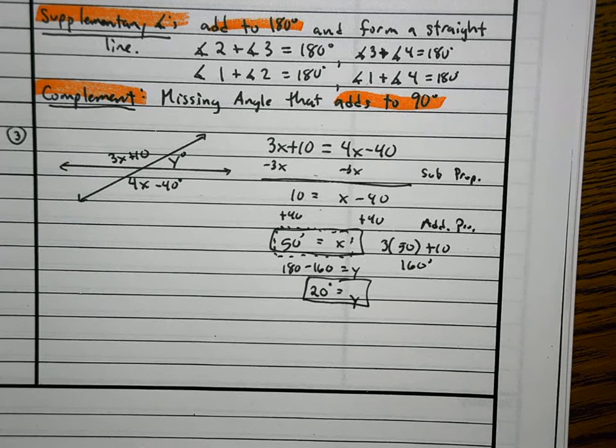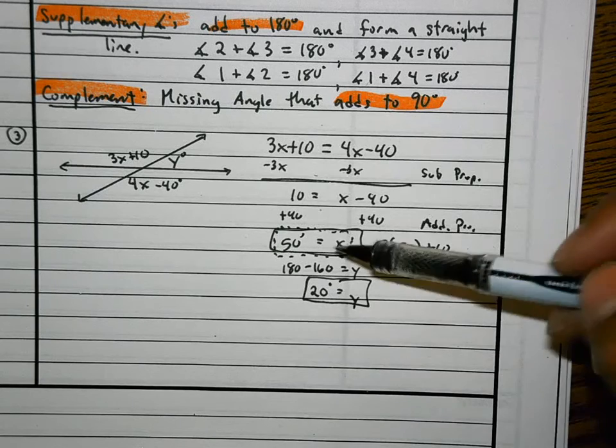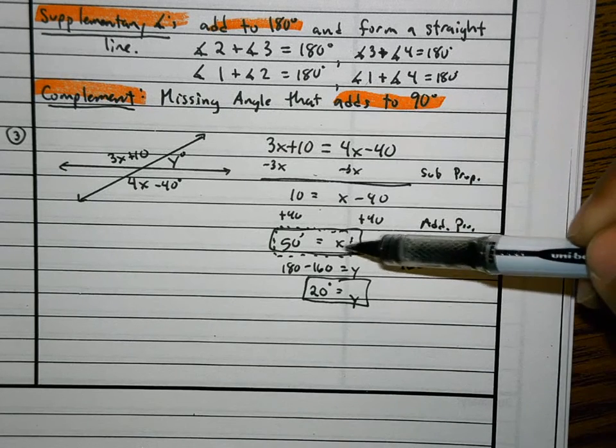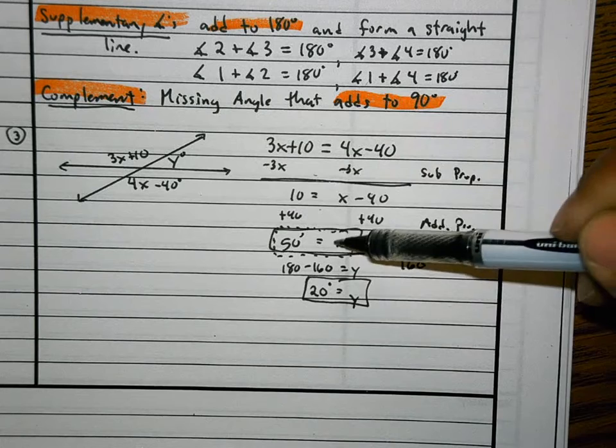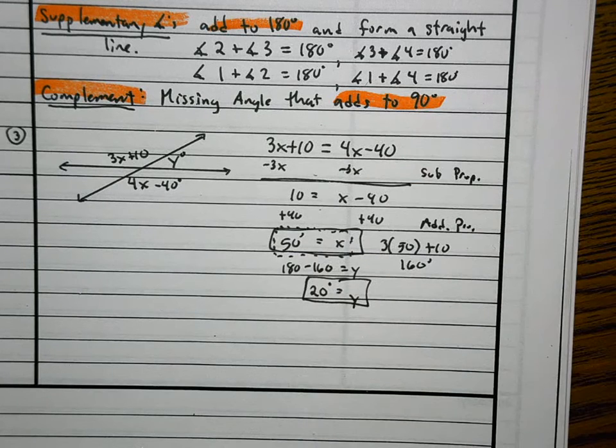My only words of warning are, make sure you're answering the question. Sometimes you're just finding x. Sometimes you have to plug it back in to find what the bigger angle is. And if you go too fast, you won't see it in time. Okay? You will have to plug things back in. That's all part of it.